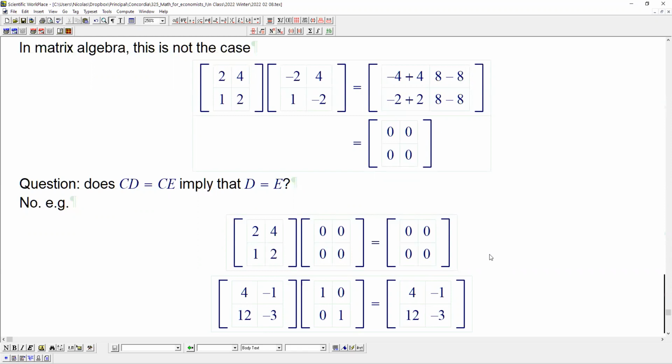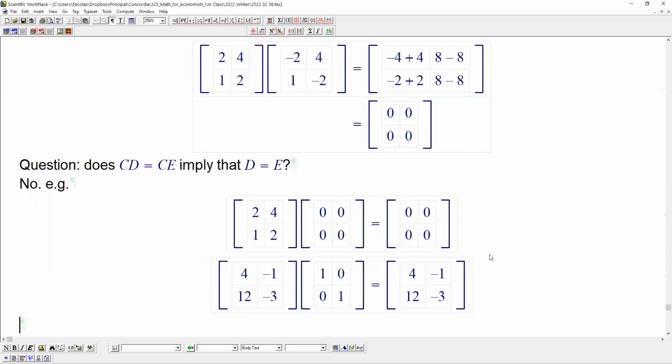Yeah, one other thing: am I going too fast, or do you have time to copy? Okay. Sometimes I may go too fast and not realize.